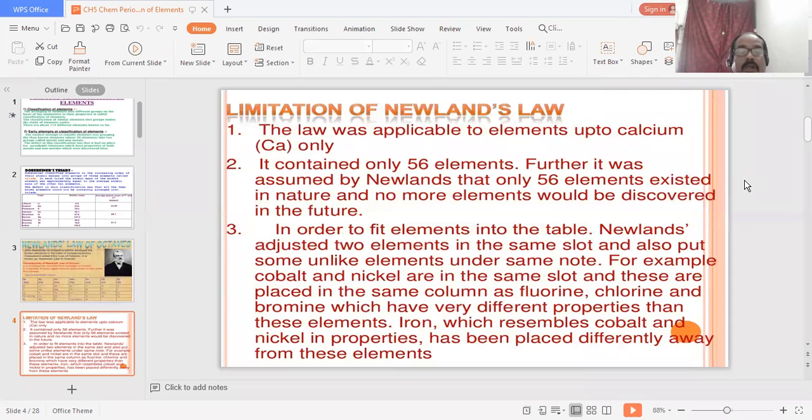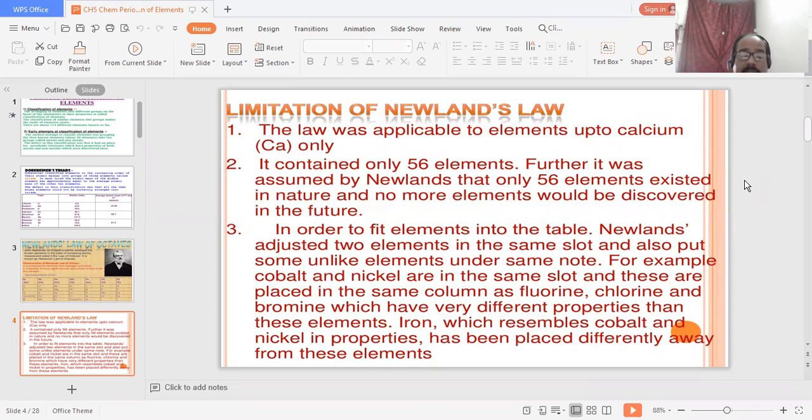Dear student, in the previous video we discussed Newlands' law of octaves, and this law depends on the octaves in music: sa re ga ma pa dha ni sa. That means every eighth element is similar to the first element. The properties of the eighth element and the first element are similar. Second and ninth, third and tenth, as usual in every row.